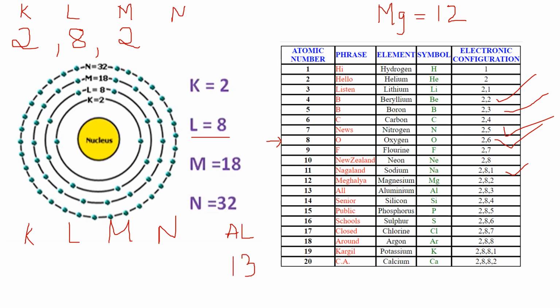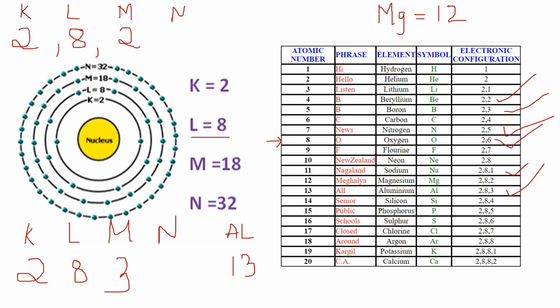Now 13. 2 I will place here. Now how much will remain? It is 11. Then 8. 11 minus 8 is how much? 3. So 2 comma 8 comma 3 is aluminium's electronic configuration. Likewise we have the other electronic configurations. If you keep on practicing, it will be really helpful for you in calculating the electronic configuration of any atom.